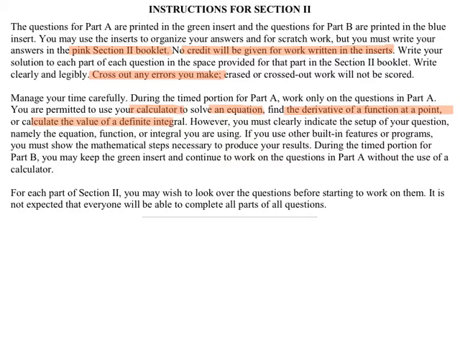During the time portion for Part B, you may keep the green insert and continue to work on questions in Part A without the use of a calculator. So after the first 30 minutes are up, you're able to work on all 6 questions, but you may not take your calculator back out. Okay.